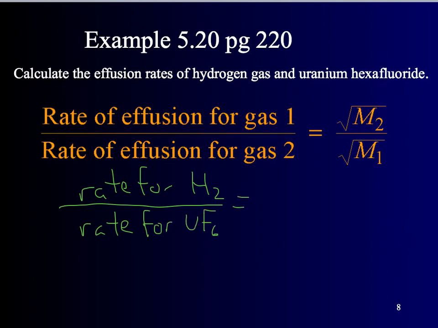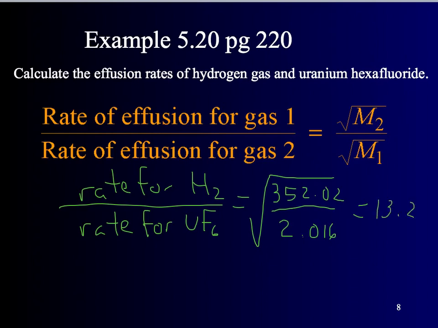Now remember, when we do the masses, we have to put them opposite. So I'm actually going to do this on purpose. I'm going to put hydrogen on the bottom first, and then we'll put uranium hexafluoride on the top, and go ahead and figure it out, and we're going to find out that hydrogen diffuses 13.2 times faster than uranium hexafluoride. Now it makes sense. The lighter mass moves faster. The heavier mass moves slower. That's an important concept.